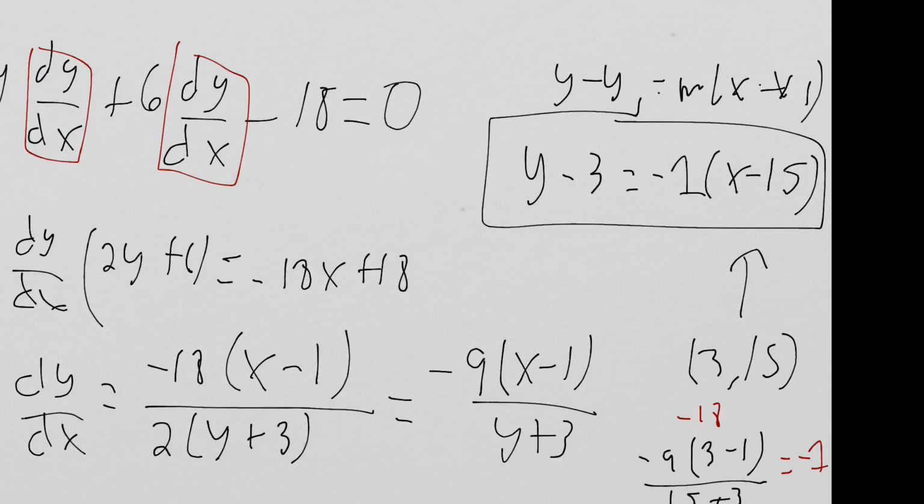3 comma 15. Yeah, so I messed up, and that's okay. We're going to fix this. This should be 15 because that's our y value, and then this should be 3 because that's our x value, x minus 3. Okay, now that's correct.